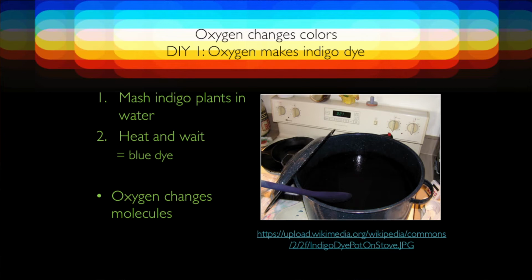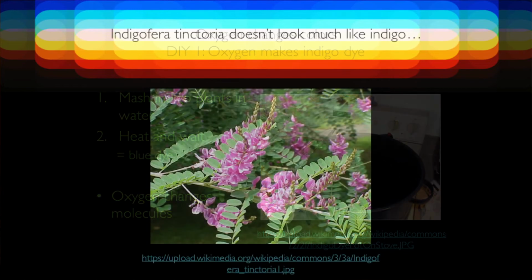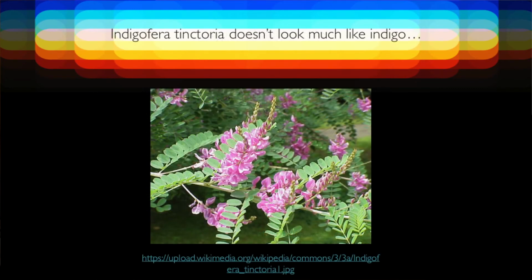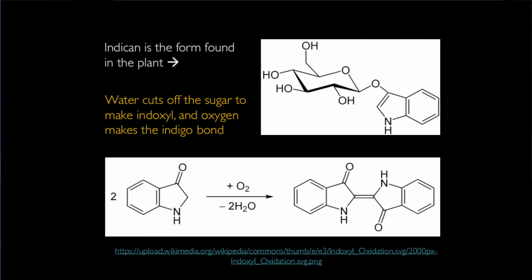So oxygen is changing the molecule. Here's the indigo plant, and that's a nice color, but it's not exactly indigo, is it? The indigo plant contains the molecule that turns indigo, but it's not yet indigo. This is the form that it is in the plant. And what happens when you heat it up, the water chops that hexagon off. It's actually a sugar. It cuts that sugar off, and it makes indoxyl, which is this thing right here. You see how it looks like that.